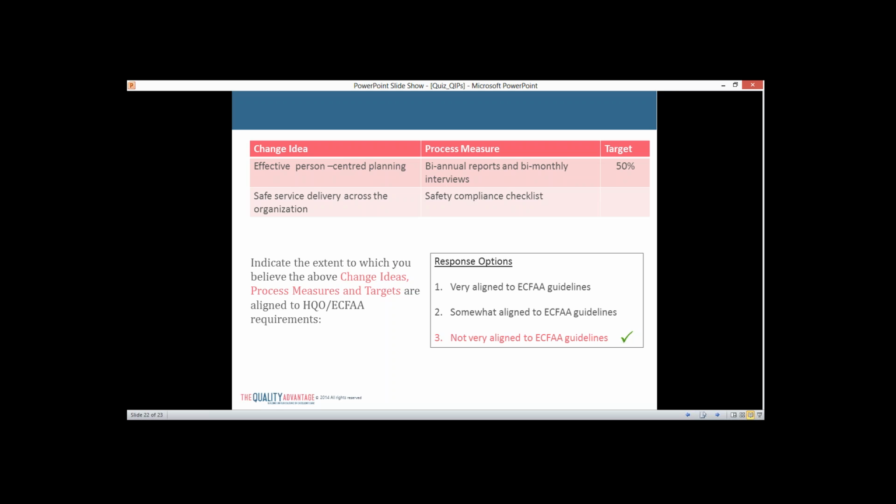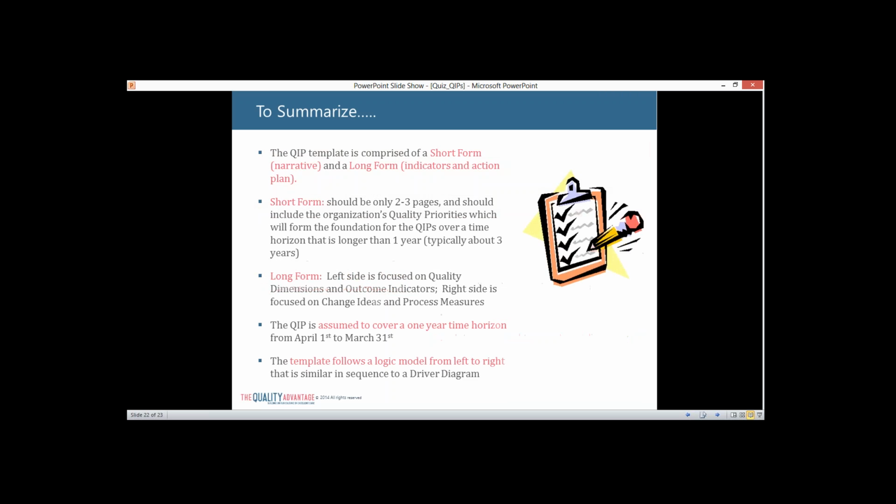towards 90 to 100%. The second row here, safe service delivery across the organization. Again, this isn't a change idea, it's a statement of aspiration. And safety compliance checklist is actually a part of a change idea. So it would be better if this was on the left side under change idea, and then there was a process measure that looked at the extent to which that was fully implemented. And there's no target established for this row.